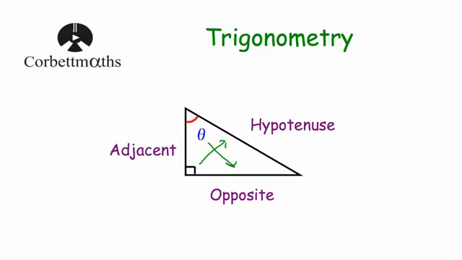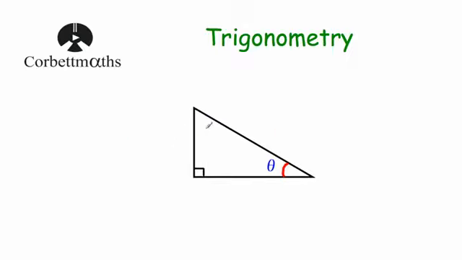Okay, let's have a look at another triangle. Okay, let's label the three sides of this triangle. So again, let's start off with the hypotenuse. So here's our right angle. So the side opposite it will be the hypotenuse. So this side's the hypotenuse.